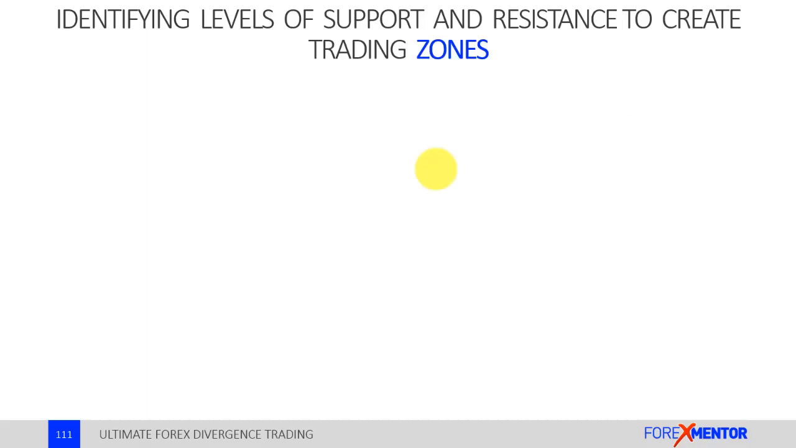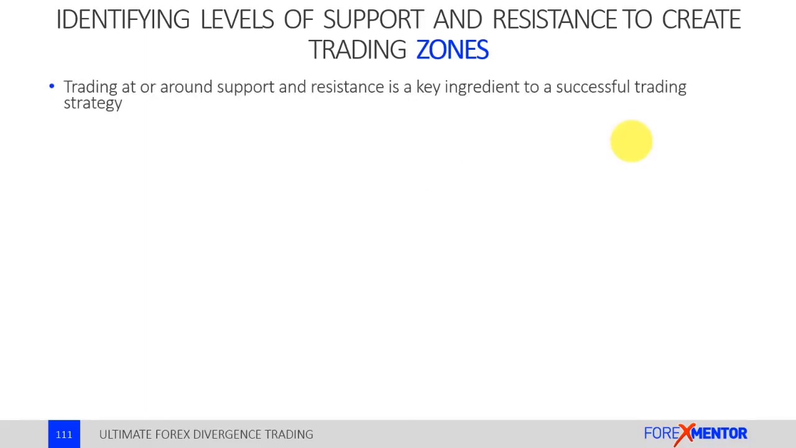Identifying levels of support and resistance to create trading zones. Now, we all know that trading at or around support and resistance is a key ingredient to a successful trading strategy. You're going to hear us talk about this time and time again. It's very important for our setups that we trade them at or around key levels, key supply and demand levels.